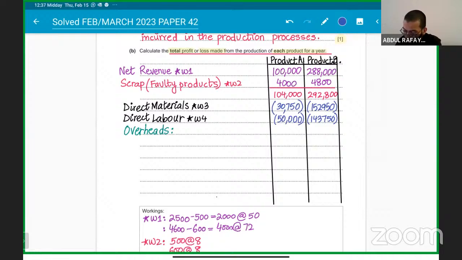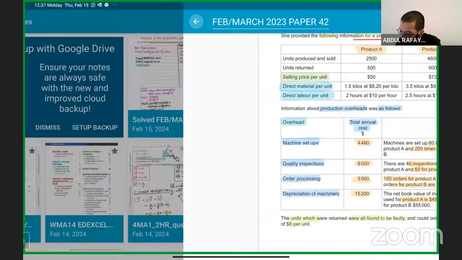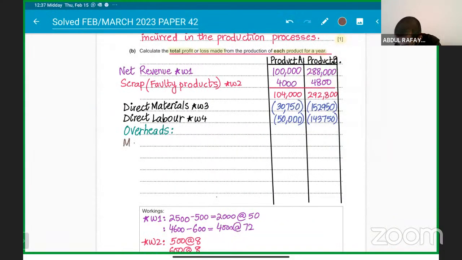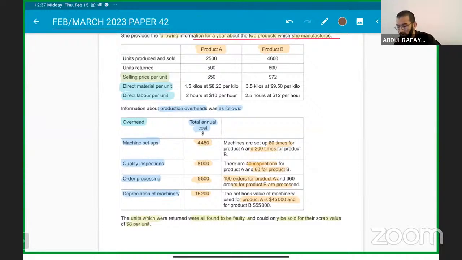Clear? So we have four different overheads. The first one is machine setup, so we'll start with machine setup only. Okay, guys, with me following? So this is basically a cost that is coming based on the activity. We can say that this is the machine setup cost. These are also called the cost pool as well.